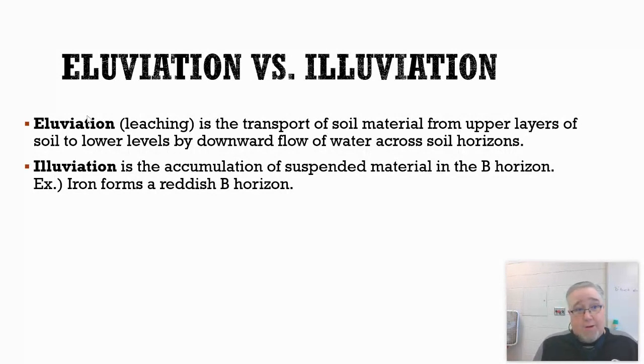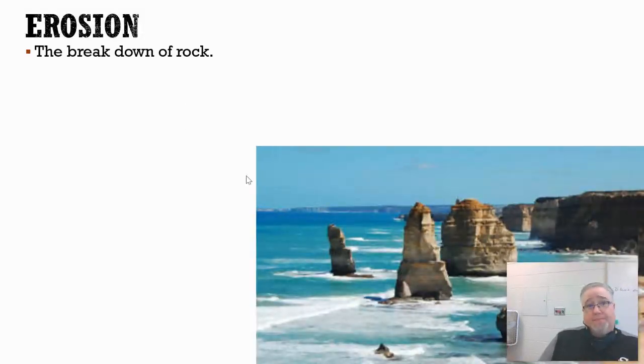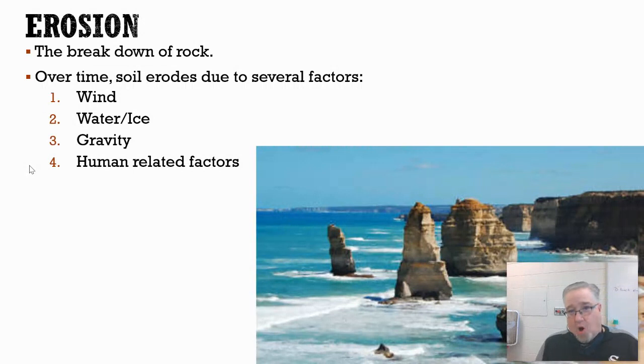Okay. So again, make sure we know the difference, 2 vocab terms, but kind of important that we know those. All right. I want to go back to this term here, erosion. We talked about the breakdown of rock. That's what erosion is. And lots of things can cause rock to break down. But what I want to focus on for the rest of the notes today is number 4 here. All right, human related factors.